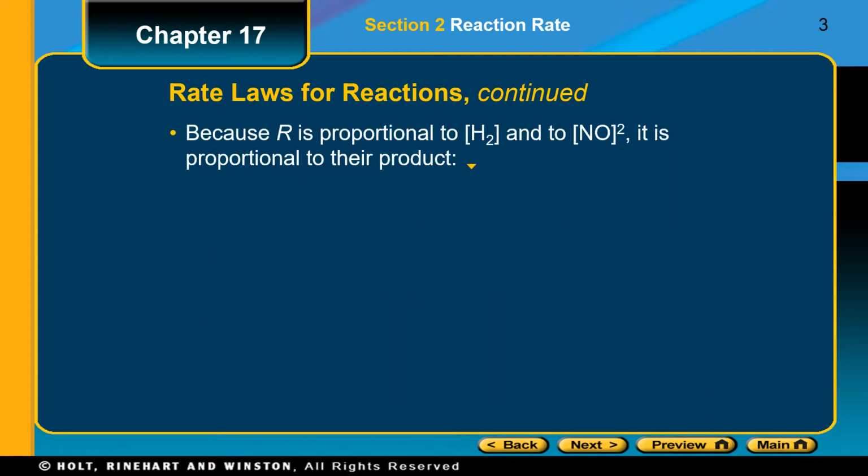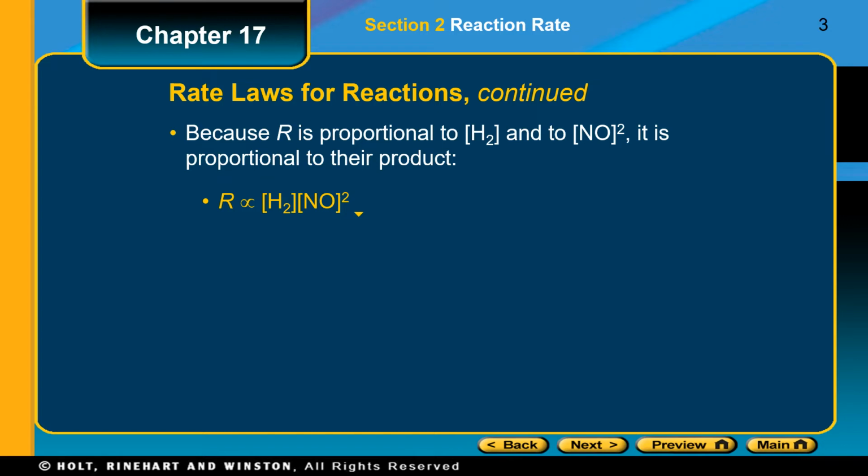Now, because R is proportional to the hydrogen concentration and to the nitrogen monoxide concentration squared, then it must be proportional to their product. So here's how we would write that. R is proportional to the hydrogen concentration times the nitrogen monoxide concentration, squared. So we don't have an equation yet, but we have a relationship.